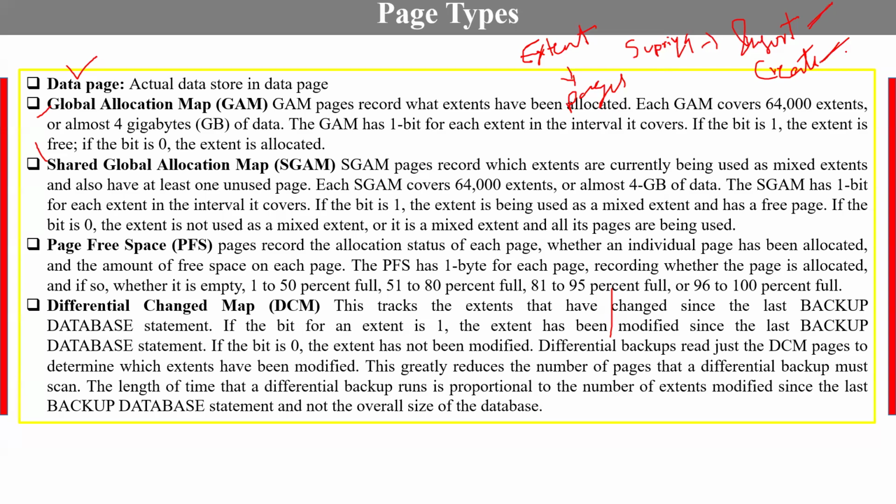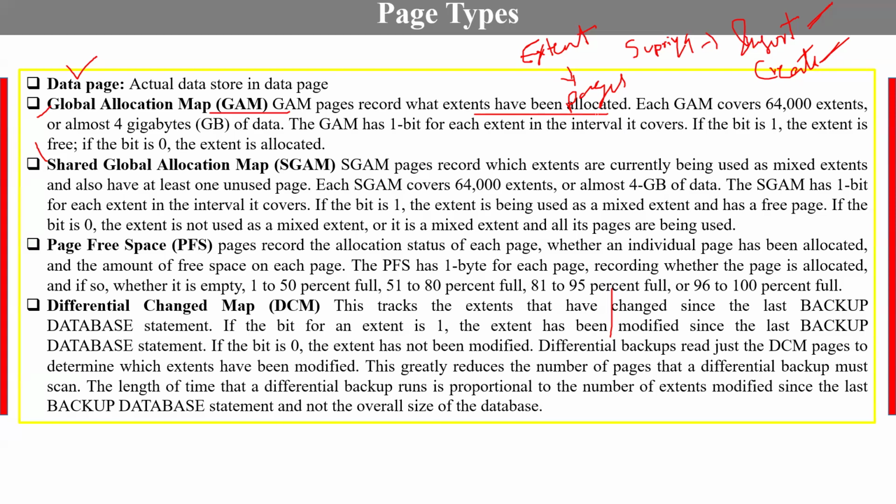Now, where will it get the extents? Who will allocate the extents to Supriya's operation? The GAM page, the global allocation map. When Supriya is going to perform an insert or a create, the GAM page will allocate the extents to this operation.